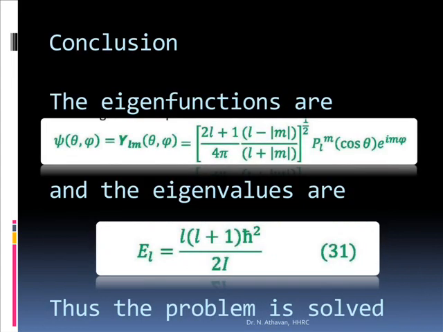So we come to the end of the lecture. Before shutting down, let us conclude that the eigenfunctions of the rigid rotator problem are these, and the eigenvalues are E_L equal to L into (L plus 1) times h-bar squared divided by 2I. Thus, the problem is completely solved.